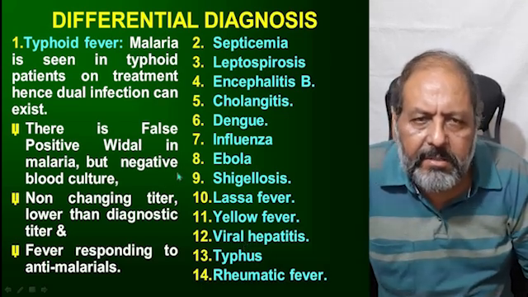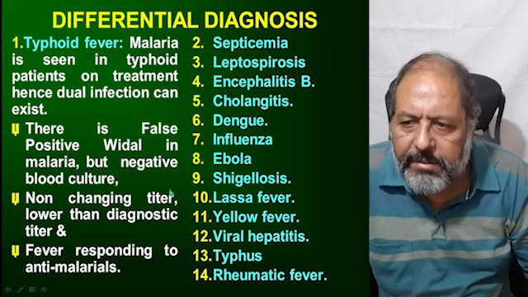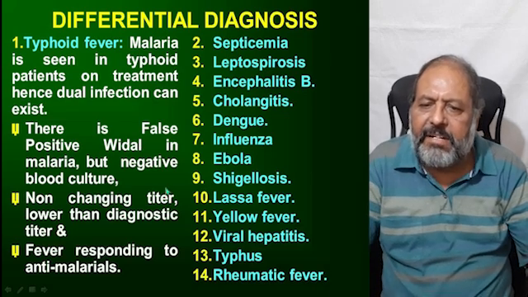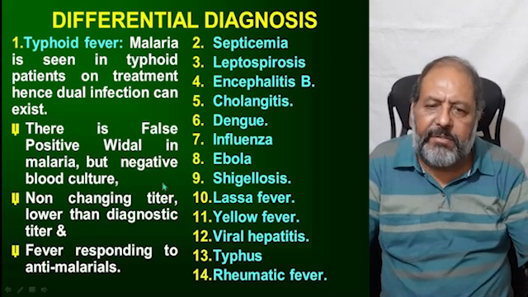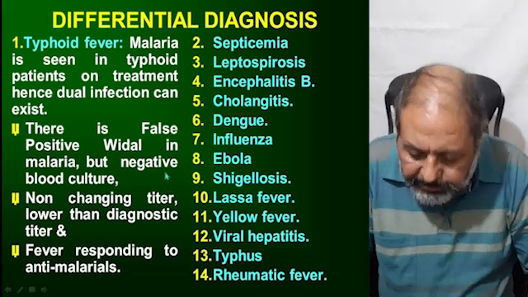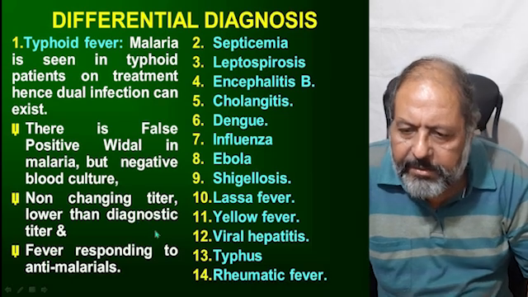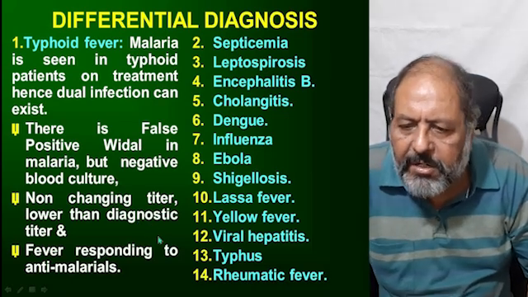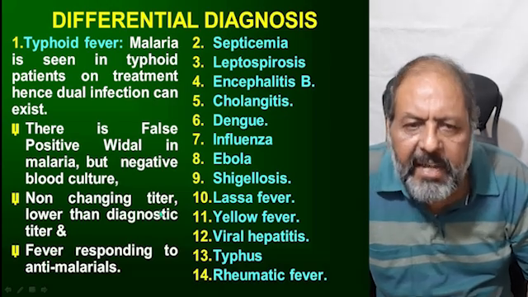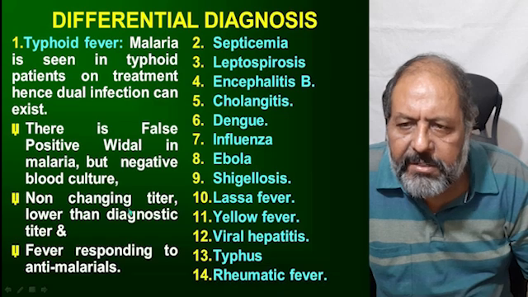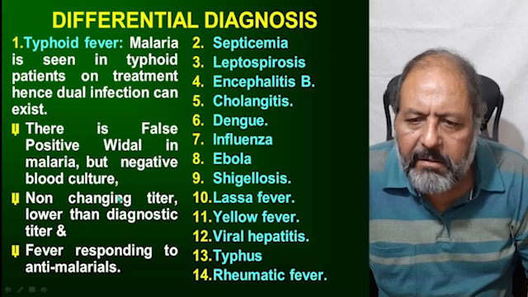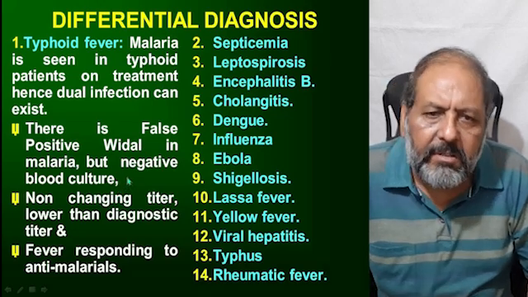Number one is typhoid, because malaria is seen in typhoid patients on treatment, hence dual infection can exist. There is a false positive Vidal in malaria, but there is a negative blood culture for the typhoid. It is a non-changing titer, lower than the diagnostic titer, and the fever is responding to the anti-malarial drugs. So that is how one can tell whether it is typhoid or malaria, but it mimics typhoid.